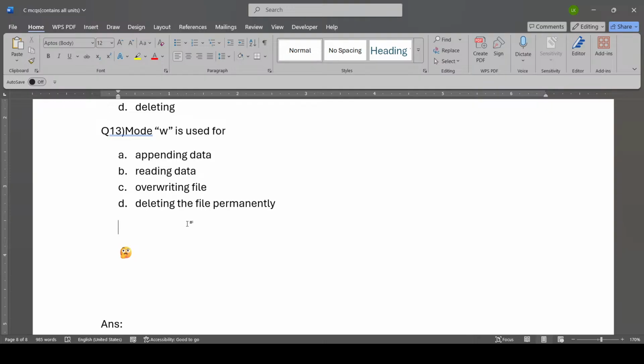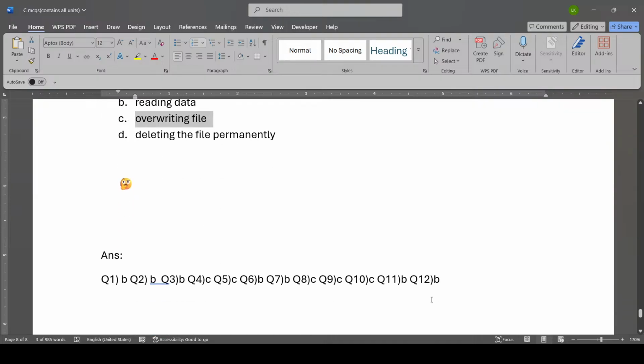When we talk about the W, if the file does not exist, it creates the file. And if the file has already been created, and again we open the file in W mode, it means overwrite the existing file. In these options, creating the file is not given. We are given only appending, reading, deleting, and they are not right answers. So the right answer is overwriting. C. Question number 13, C.